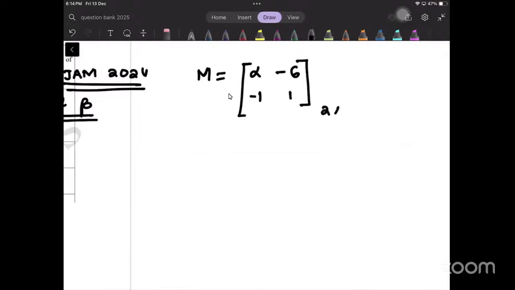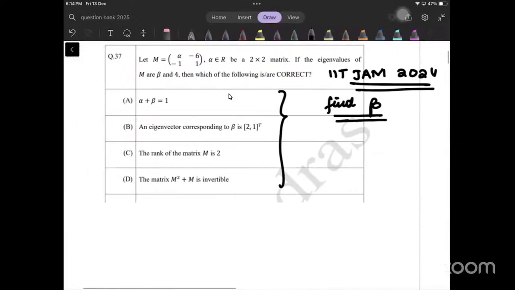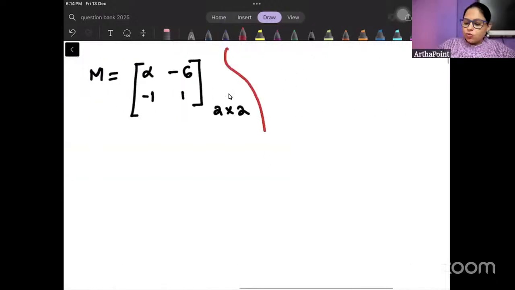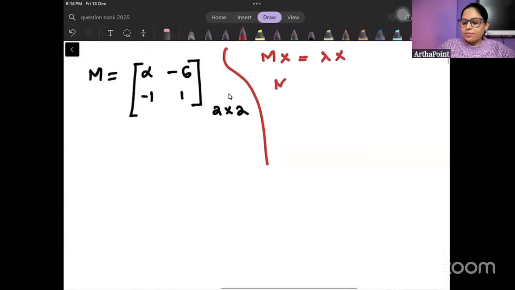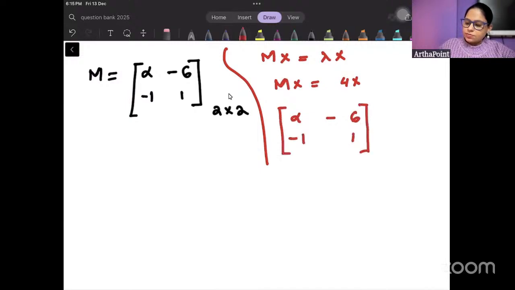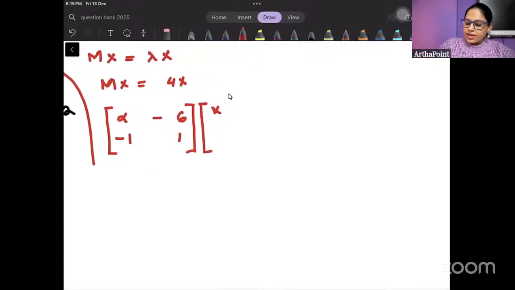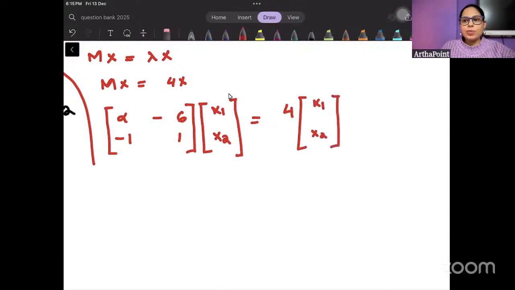Since this is a 2 cross 2 matrix, the maximum eigenvalues that you can have will be 2, right? Now in this question, it tells you that there are two distinct eigenvalues, beta and 4. Since 4 is an eigenvalue, we can have M into x equal to lambda into x. So we will have M into x equal to 4 into x. M is alpha, minus 6, minus 1 and 1. x is x1 and x2, equal to 4 times x1 and x2. Beta, two equations, solve with two variables.